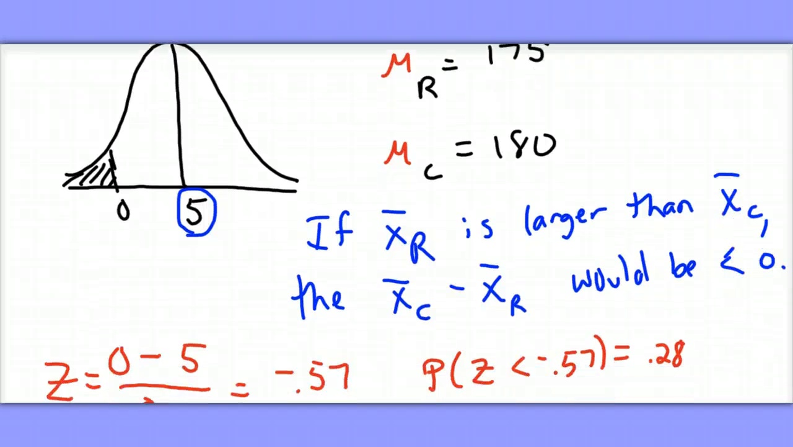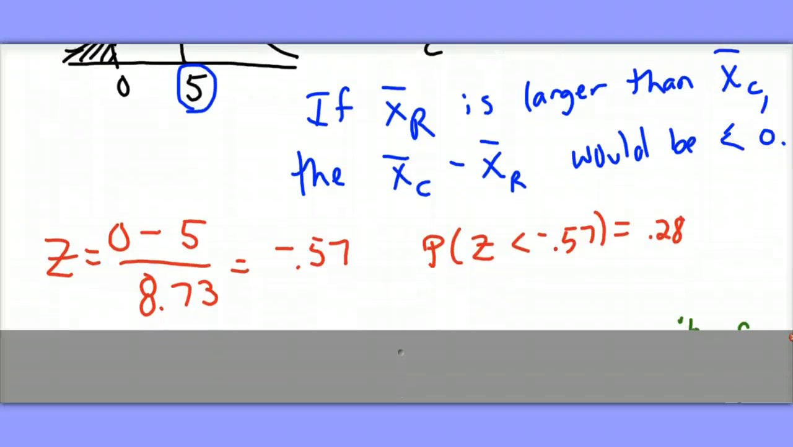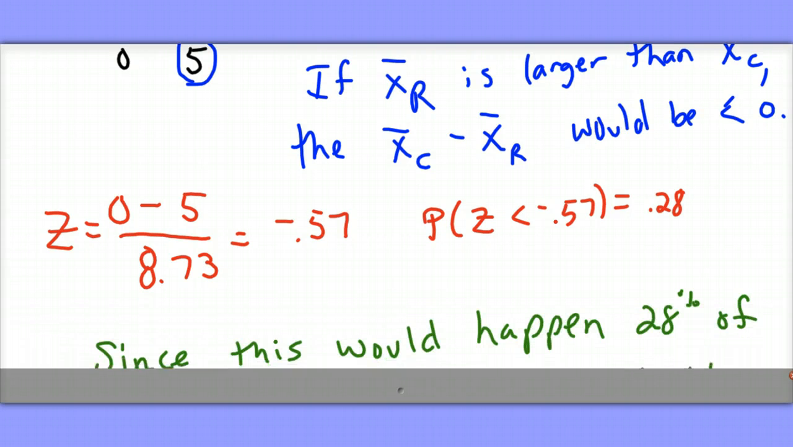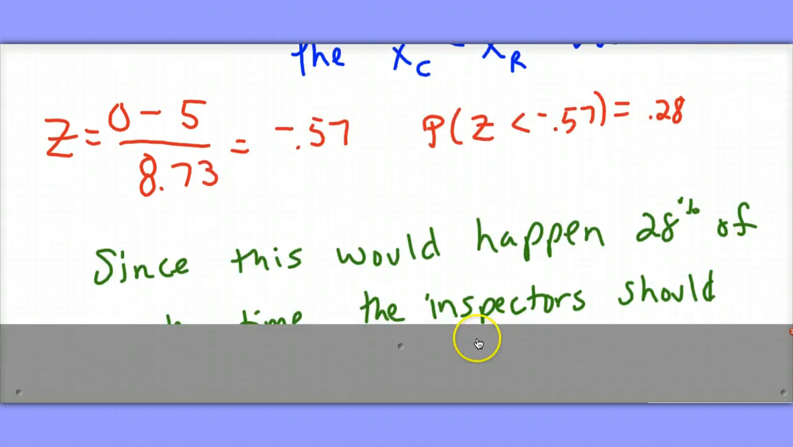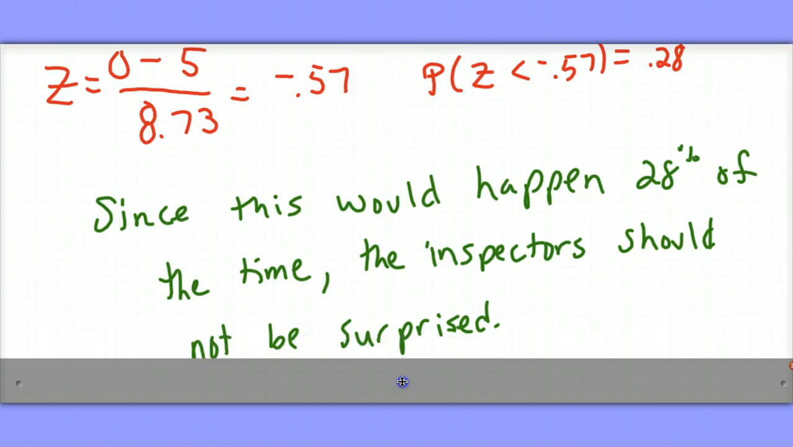Well, we need to turn this into a z-score. So we take the difference in the sample means, which was less than 0, subtract the difference in the population means, which is 5, and divide it by the standard deviation of our sampling distribution. And we get a z-score here of negative 0.57. And you know that a negative 0.57 z-score is not that unusual. And so that's not all that unusual, since this would happen 28% of the time. The inspectors should not have been surprised.